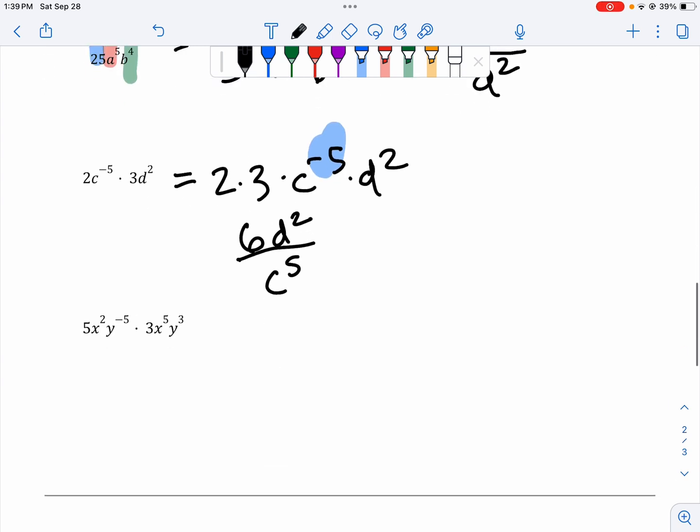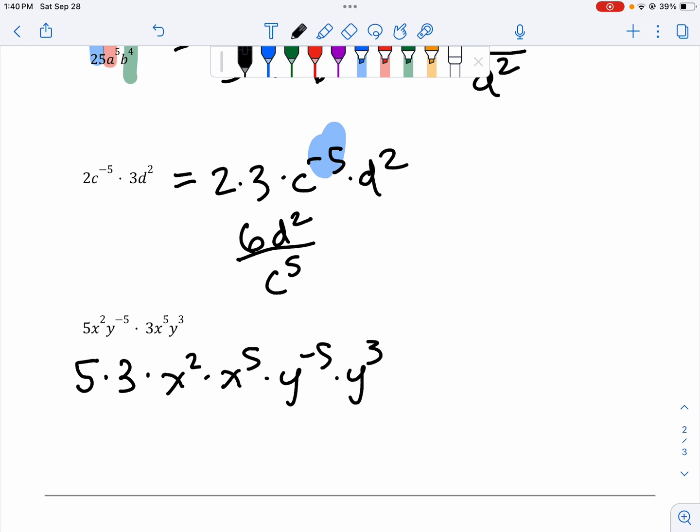All right, one last question here. I'm going to rewrite some things. 5 times 3 times x squared times x to the 5th times y to the negative 5th times y to the 3rd. All I did there was rewrite things in different order. Now, I have pairs of things that I need to think and deal with. So 5 times 3, big numbers, coefficients, 15.